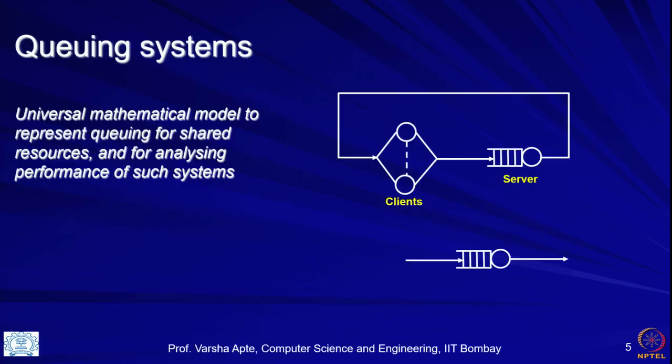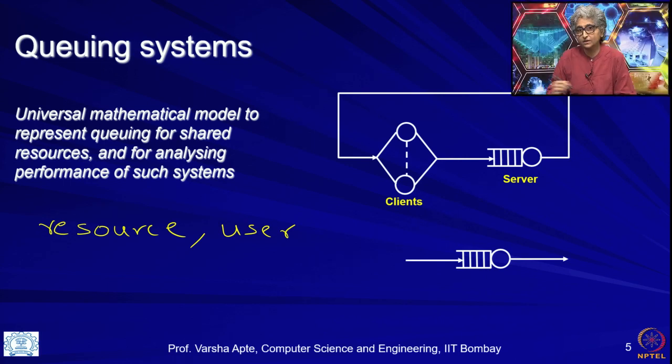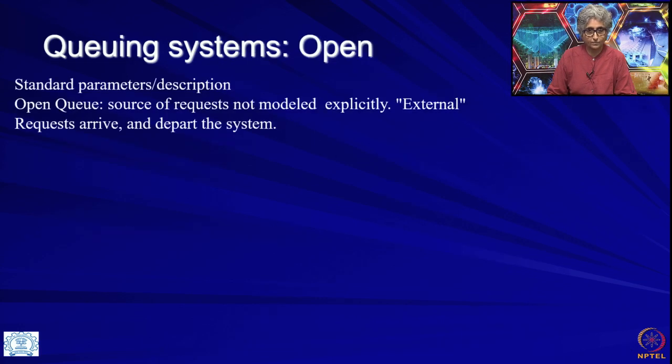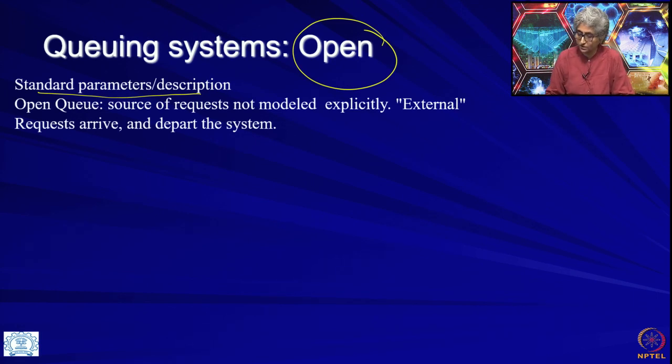And that is what brings us to our next focus, which is queuing systems, which is precisely that. It is a universal mathematical model that represents any resource and user pair, of the kind that we discussed in the last couple of lectures, in a generic way. We will use general terminology, but it can represent everything that we showed in the previous table. So, let us start with how one describes a queuing system, what it consists of. I will go through some standard parameters and description, and first I am going to talk about something called an open queuing system. And what is that? Okay, this is how we generalize the model.